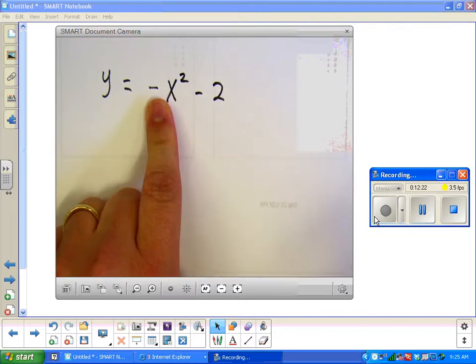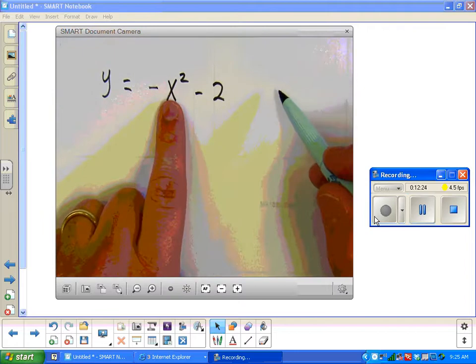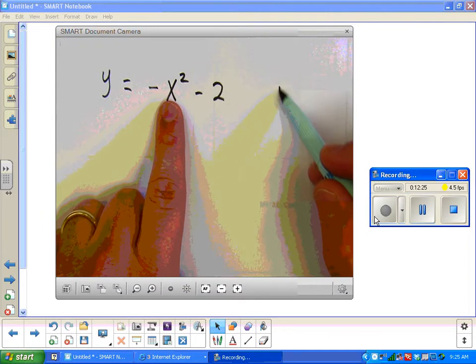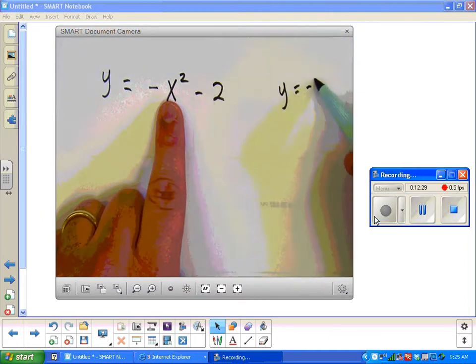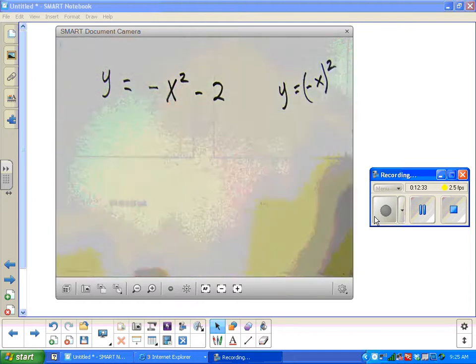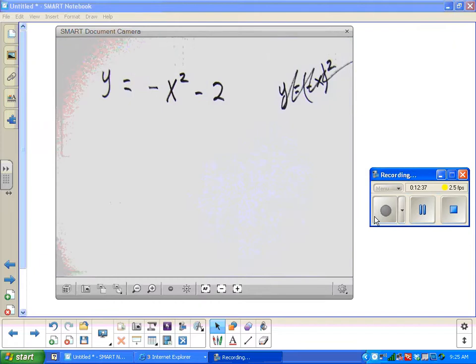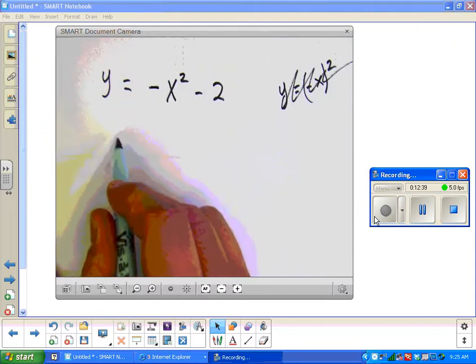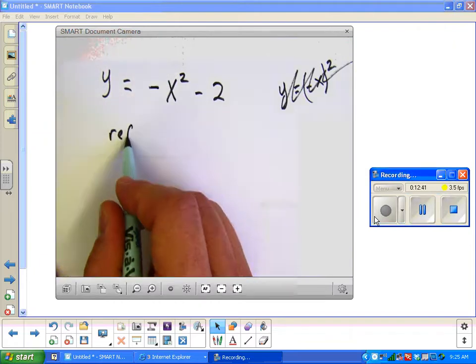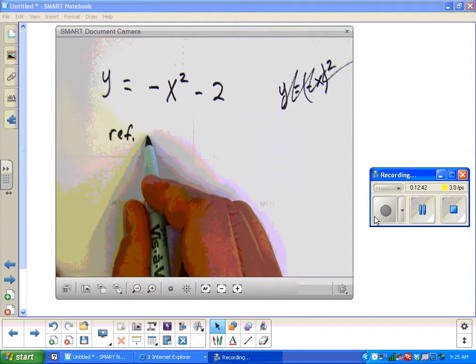So just to show you, what would inside of the function look like? Right, it would be in parentheses. So the negative would be like this, wouldn't it? Okay? And so that's definitely on the outside part of the function. Now, this negative, we're going to say, is going to reflect vertically.